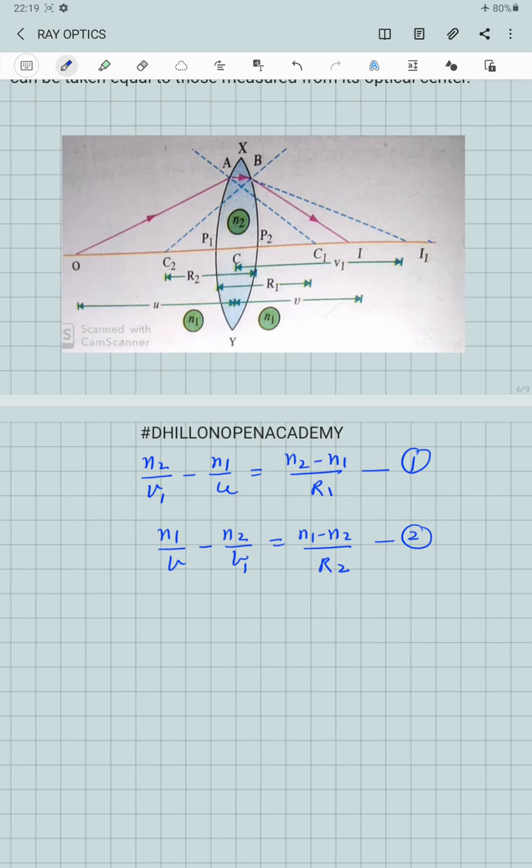While deriving these relations for 1 and 2, because the poles P1 and P2 of the thin lens are there, and because we are using a very thin lens, we have used the assumption that the distances measured from the surface are equal to those measured from the center of the lens C. So in this case, u is the distance from point C to O, v1 is the distance from C to I1, v is the distance from C to I, r1 is the distance from C to C1, and r2 is the distance from C to C2.